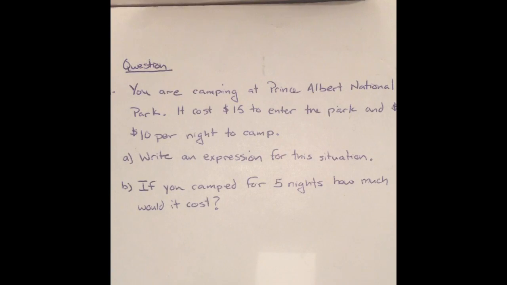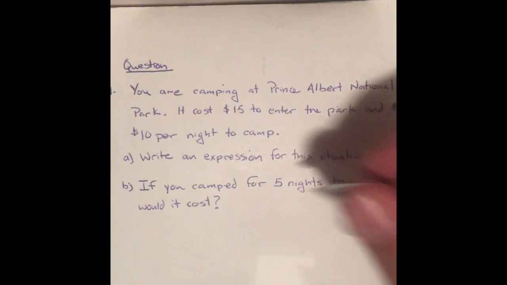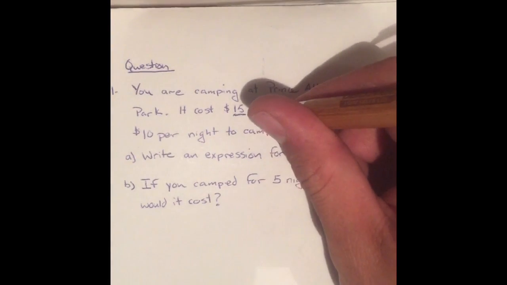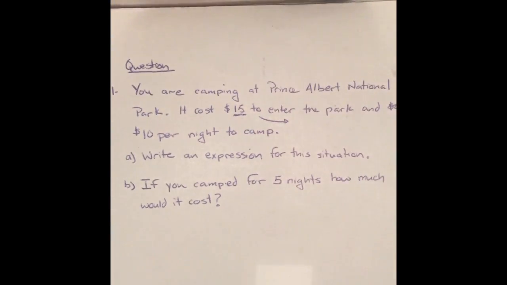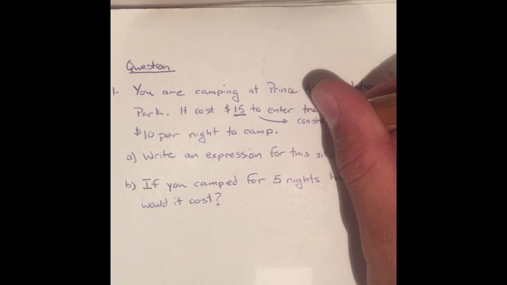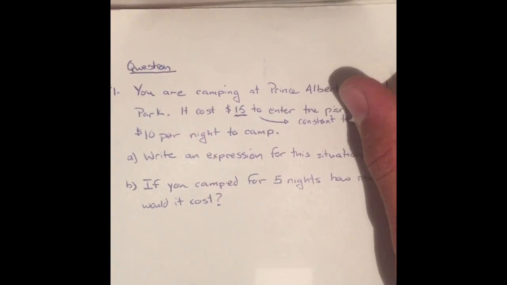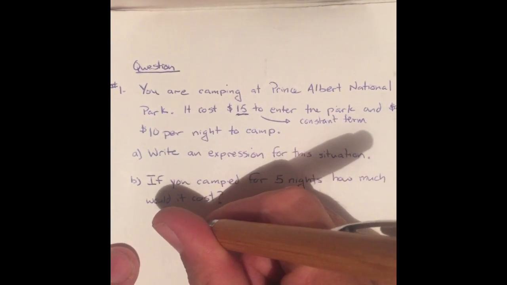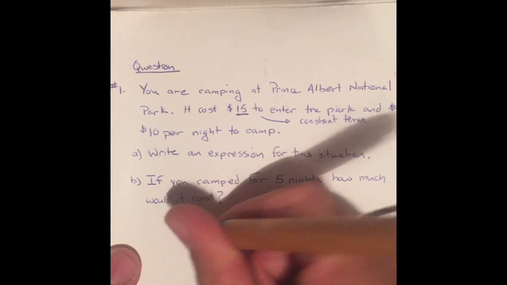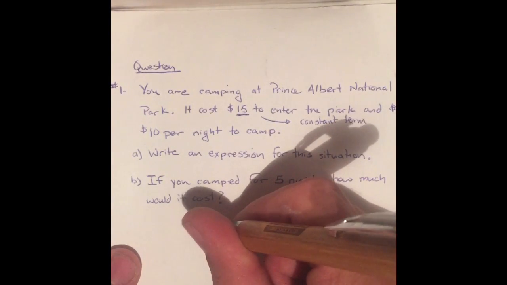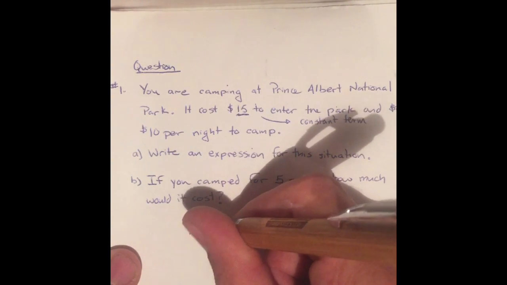First important thing we need to understand is it costs $15 to enter the park. So that $15 happens to be a constant term. It's called a constant term because it doesn't change. So let's put it down below. We know the first part is 15. We have to pay that price. Now, we're going to add that to the cost per night.